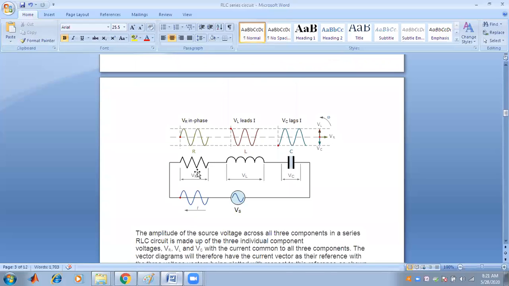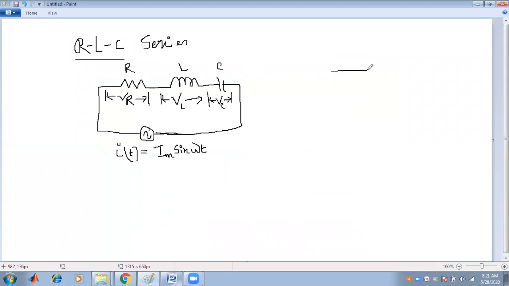This is a general representation. VR is in phase with I, VL leads I, and VC lags I. If this is I, VR will always be in the same phase with I, VL will lead I by 90 degrees, and VC will lag I by 90 degrees. So VL and VC are 180 degrees apart from each other, as we have just told.